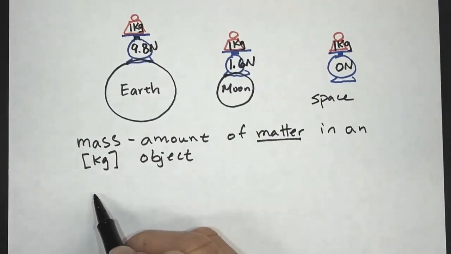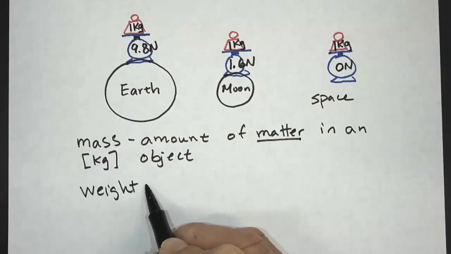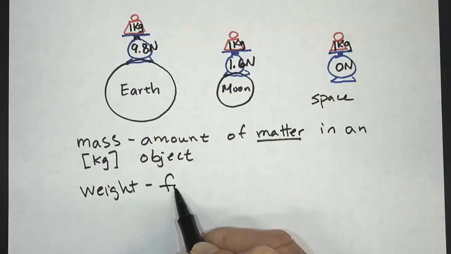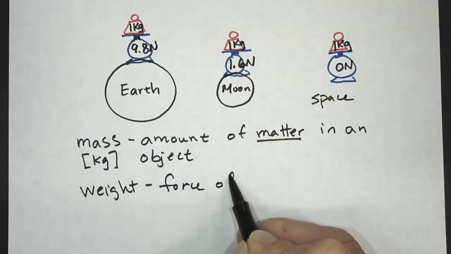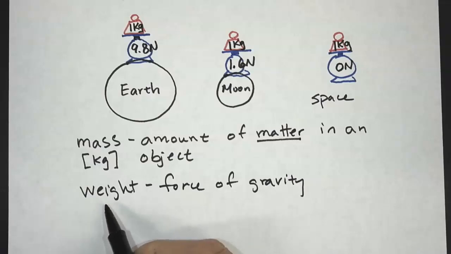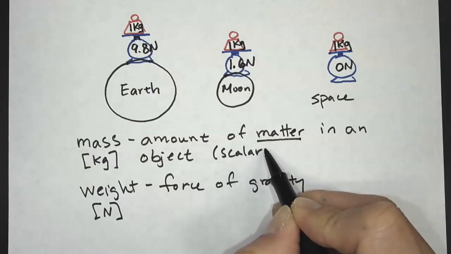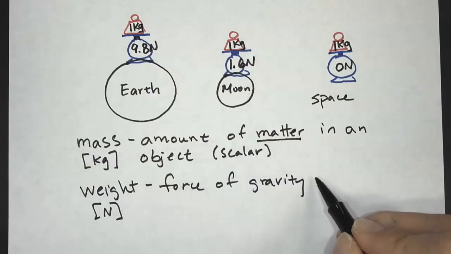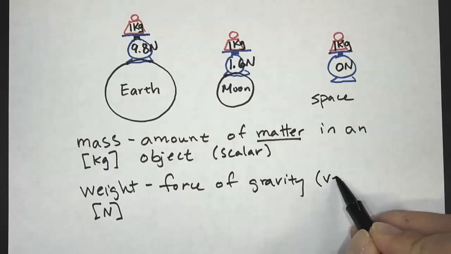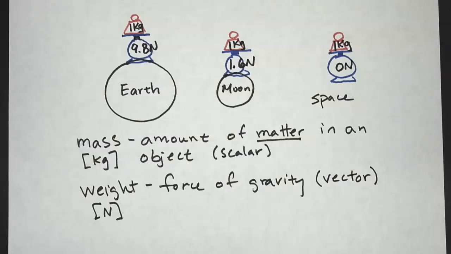However, weight does change depending on your location. Weight is the force of gravity, and it's measured in newtons. And by the way, mass is a scalar, which means it only has a magnitude, while weight is a vector. It's got a magnitude and a direction.